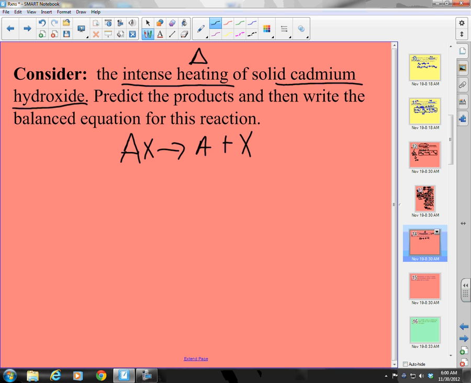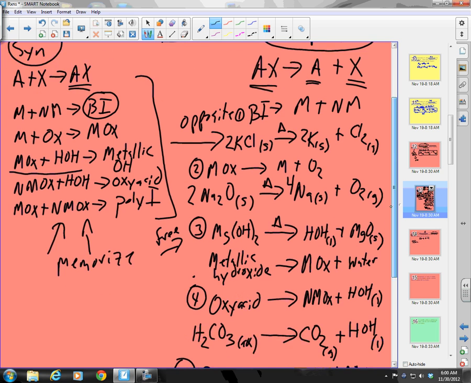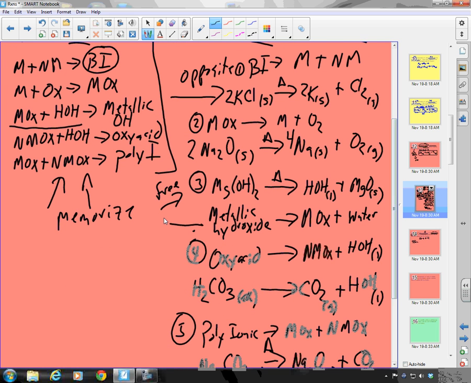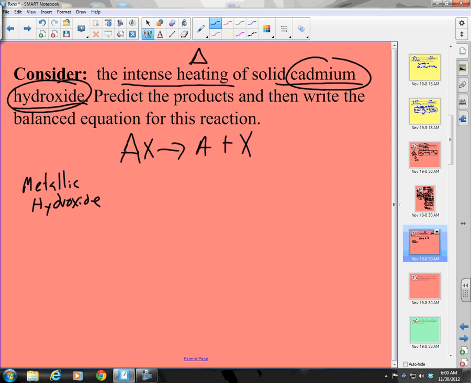Now, what is it that I have? Cadmium hydroxide. Cadmium hydroxide is a metallic hydroxide. Good. And what happens with metallic hydroxides? Let's find our metallic hydroxide. Metallic hydroxides form metallic oxides plus water. Good. So metal oxide plus water.